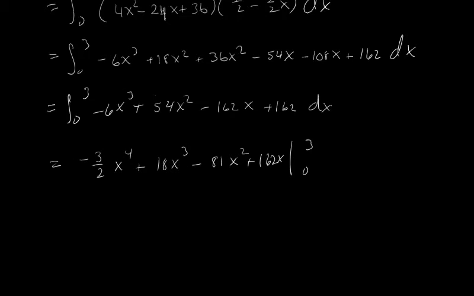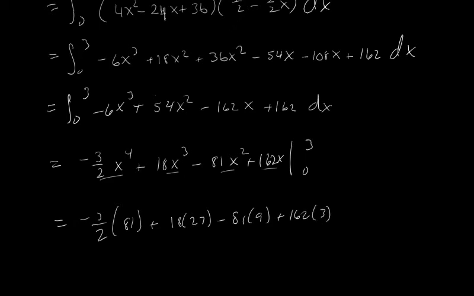So I'm going to go ahead and plug the 3 and the 0 in. When I put in a 0, each term contains a factor of x, so it all goes to 0. So just plugging in 3, we get negative 3 halves times 81 plus 18 times 27 minus 81 times 9 plus 162 times 3. Putting that into the calculator right quick, I get 243 over 2. So this integral evaluates out to be 243 halves.